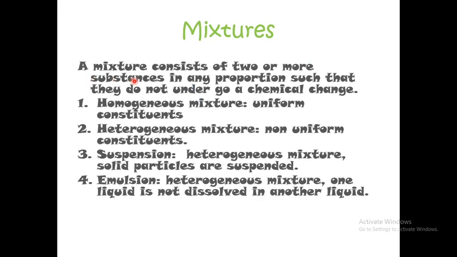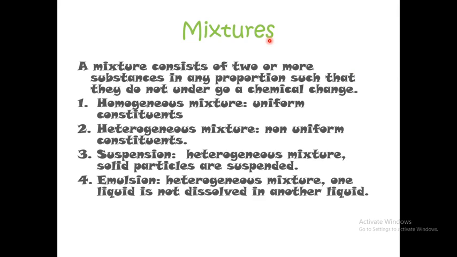A mixture consists of two or more substances in any proportion. They do not have a fixed proportion like that of compounds, such that they do not undergo a chemical change. The constituents present in the mixtures do not go through any chemical change, we have to keep in mind. Okay, so this is about mixtures, or you can say a mixture is a substance containing more than one element or compound in any proportion.